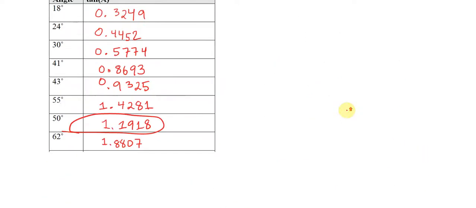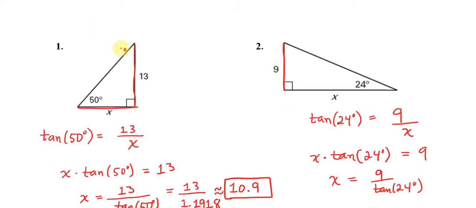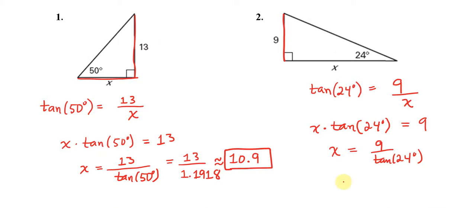And let's see what we figured out up here. When the angle is equal to 24, the tangent is equal to 0.4452. So we can make that substitution here. This is equal to 9 over 0.4452. And that gives me an answer of approximately 20.2. Okay, so this length down here must be about 20.2.